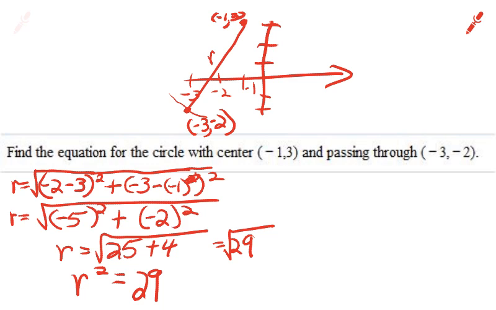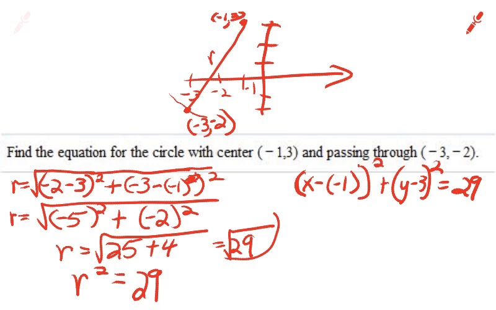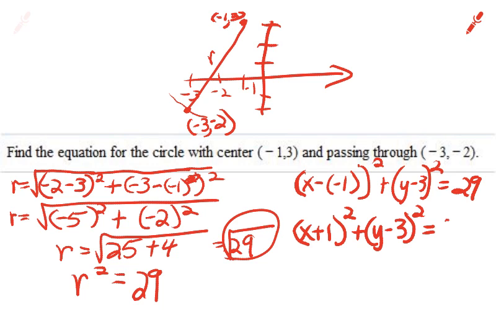So our formula is going to be (x minus negative 1) squared plus (y minus 3) squared equals 29, since this is the radius squared, remember. So here is our final official answer: (x plus 1) squared plus (y minus 3) squared equals 29. Okay, you mull that over. Remember, you can always pause this. You can replay it.